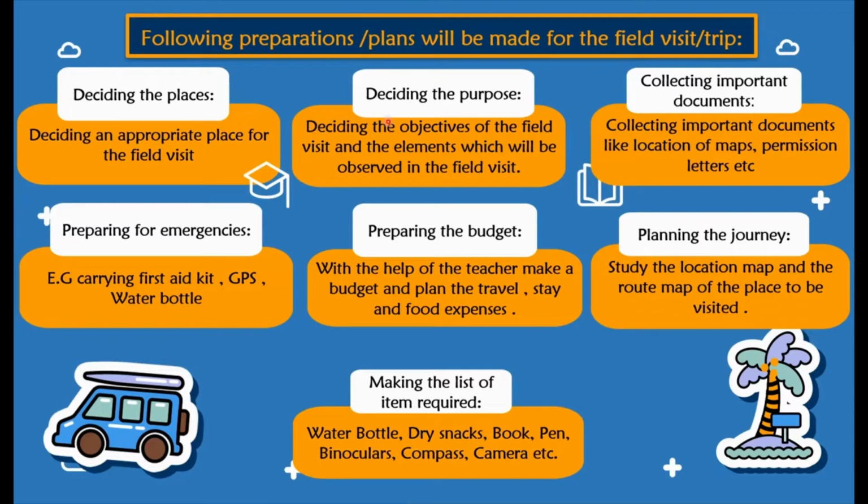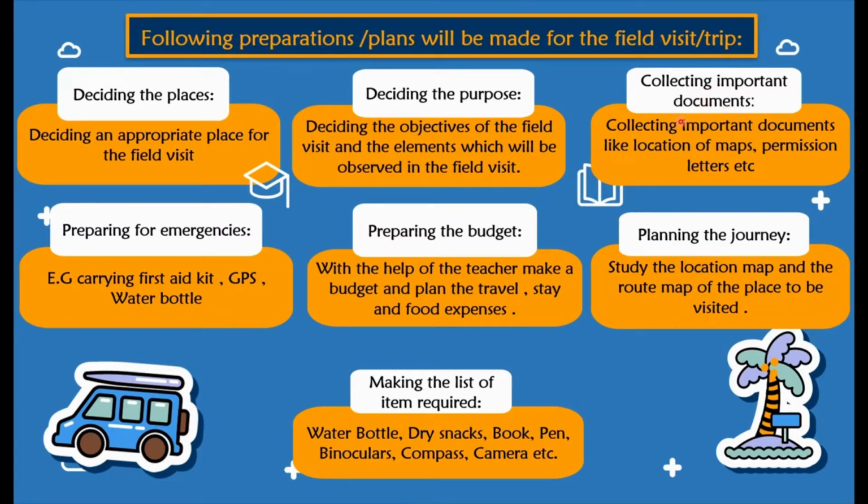The next one is deciding the purpose. Now, deciding the objectives of the field visit and the elements which will be observed in the field visit should be decided. For example, visiting a village to understand the problems which are faced by rural people in their daily life and finding solution.